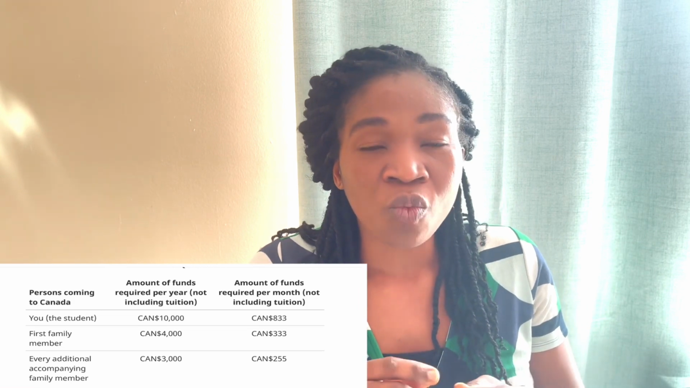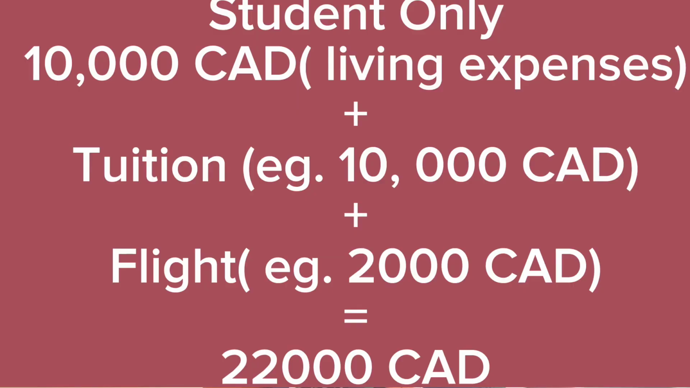Now, when you have that 10,000 Canadian dollars, you need to factor your tuition into it. So let's say your tuition is also 10,000 Canadian dollars. So 10,000 Canadian dollars for living expenses, 10,000 for your tuition, making it 20,000 Canadian dollars. This means that if you are coming in as a student alone, without any spouse or children or common law partner, you should have the 10,000 plus your tuition fee.